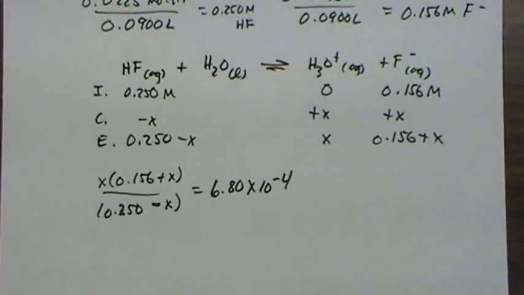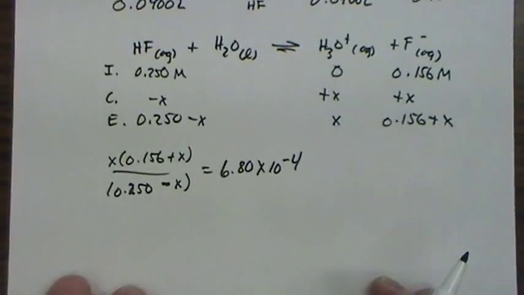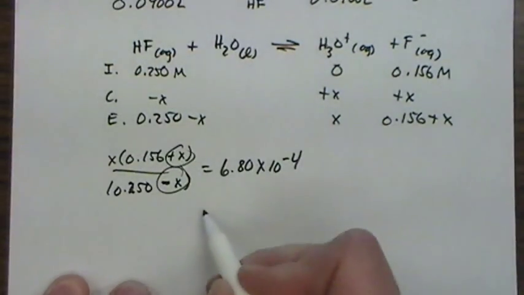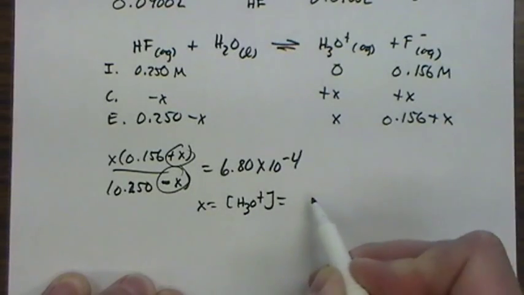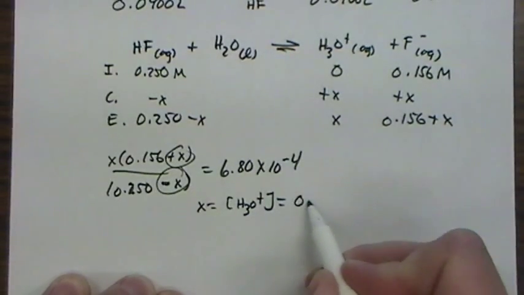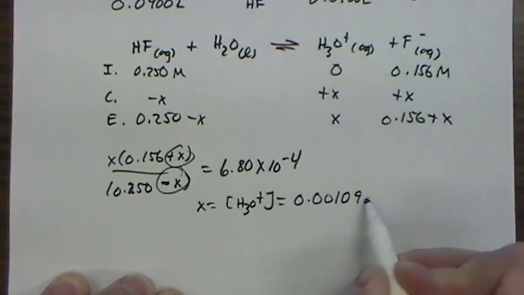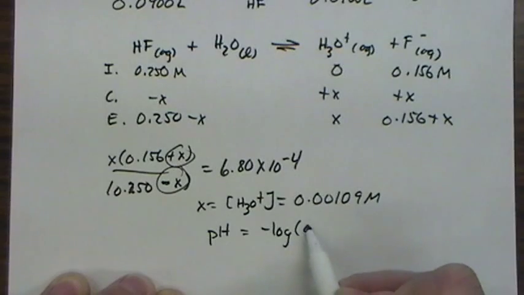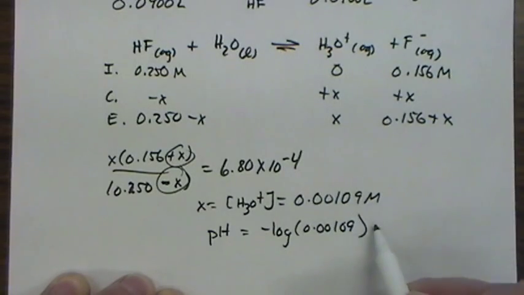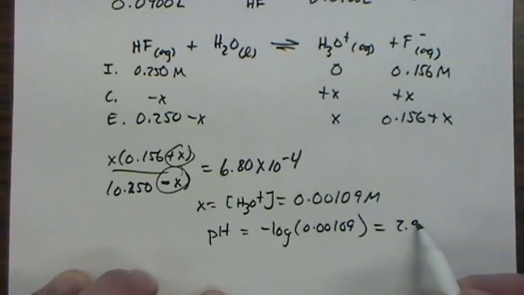This is the Ka for HF. Approximation holds, so x, which is going to be the concentration of H3O+, is equal to 0.00109 molar, and the pH is the negative log of that, and that is 2.96.